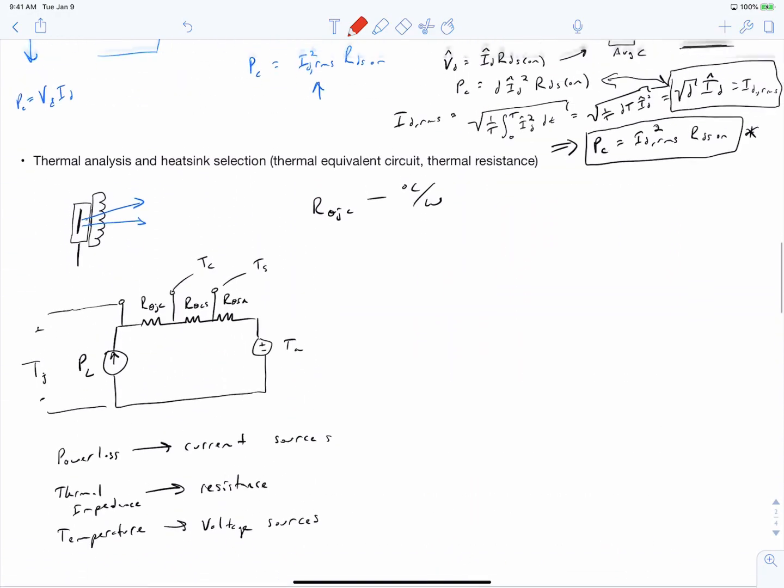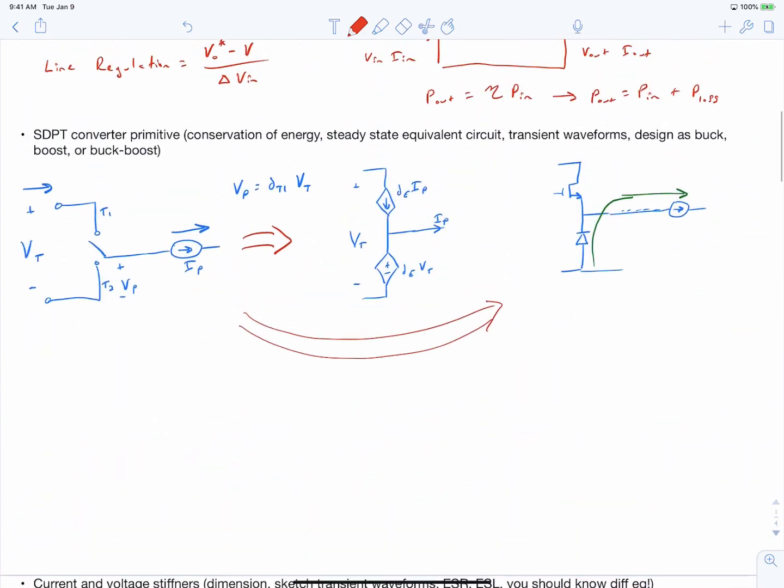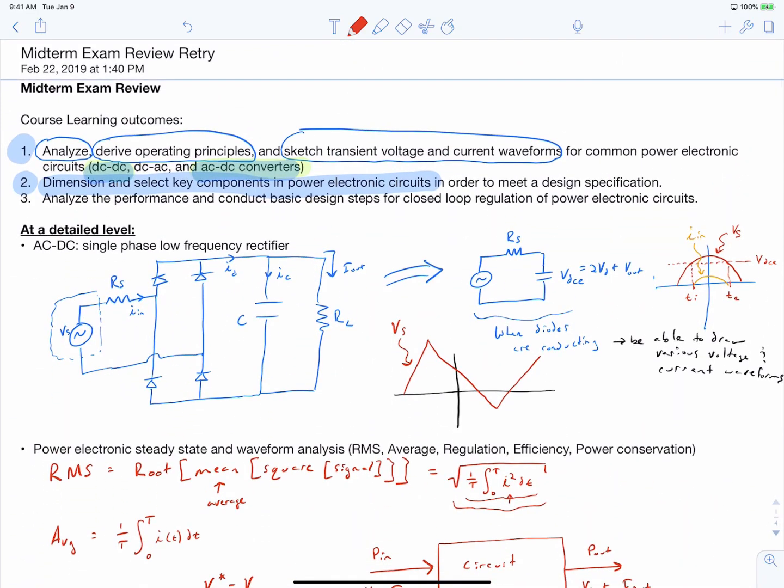So these are the main topics that we've discussed so far in this course. And just to bring you back to the fundamentals, what I'm trying to assess in this exam is how far you've come in being able to analyze, derive the operating principles, and sketch the transient voltage and current waveforms for common power electronic circuits, and specifically the DC-DC converters and the AC-DC converters. And secondly, I'm trying to assess your ability to dimension and select key components in power electronic circuits in order to meet a design specification.